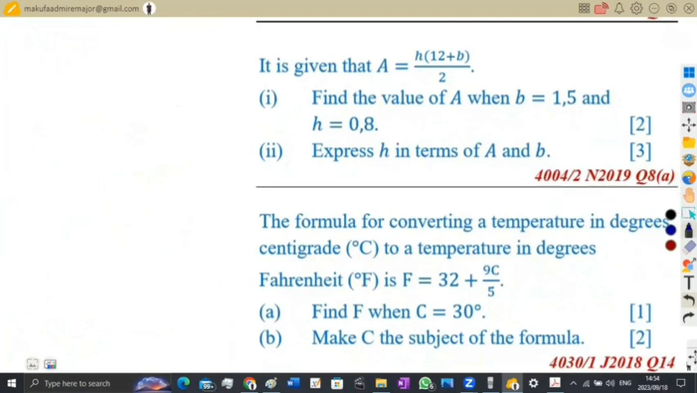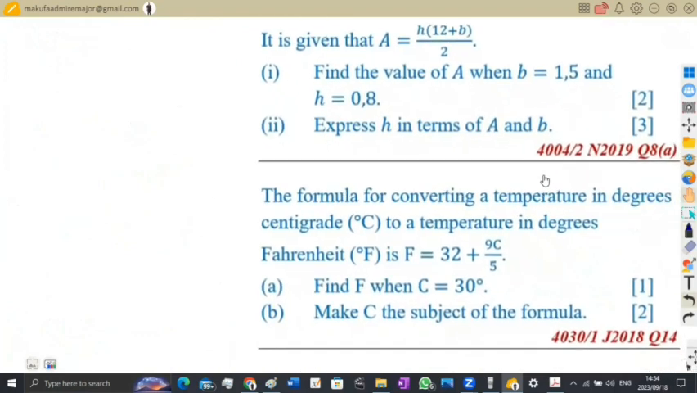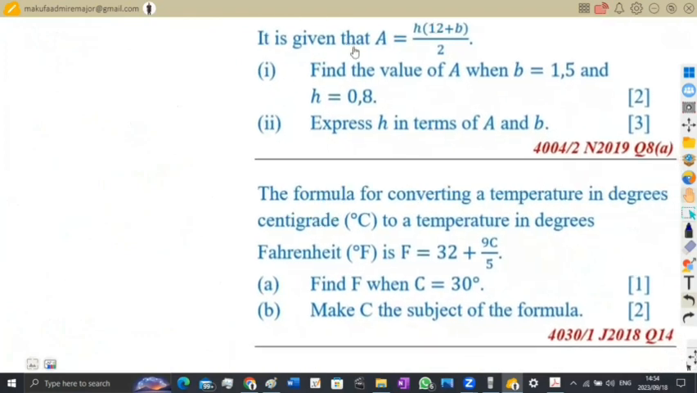All right. Let us check the other part here, whereby we are given the formula for A. So here we are given that A is equal to H into 12 plus 5B plus 12B over 2. Then we find the value of A if B is 1,5. So this is paper 2. So you can just substitute your values, then find the answer directly. Like I said, you are having calculators.